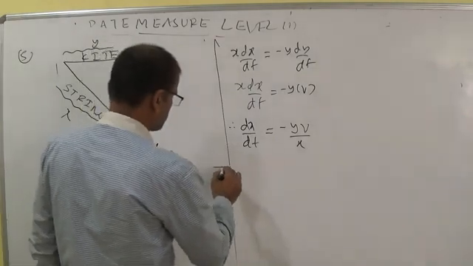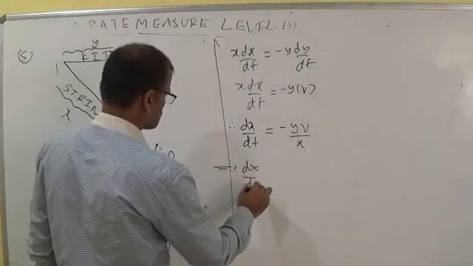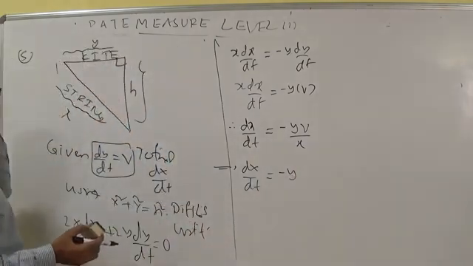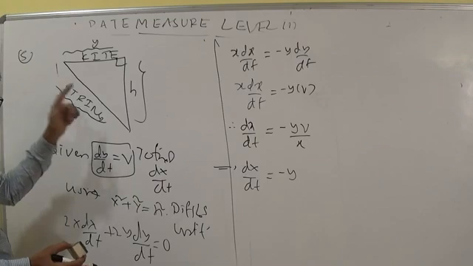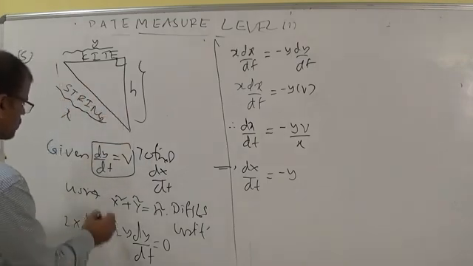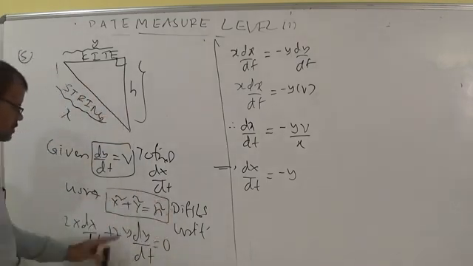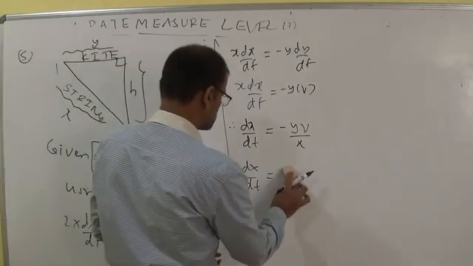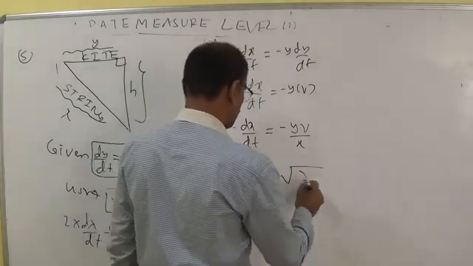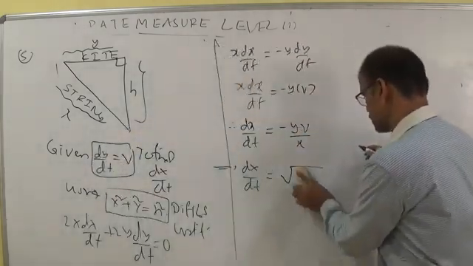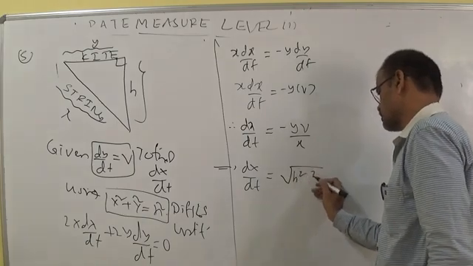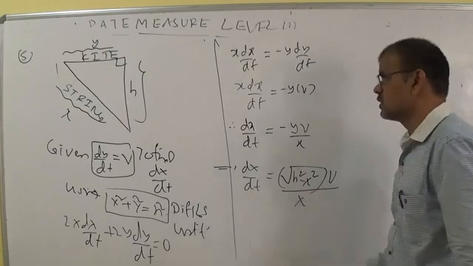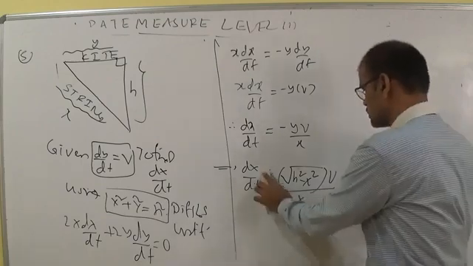That implies dx/dt is equal to minus y. Y means here, using the right angle triangle, x square plus y square is equal to h square. Y square is equal to h square minus x square. Y is equal to root of h square minus x square. So dx/dt is equal to minus root of h square minus x square into v whole by x. For string paid out, this is negative.